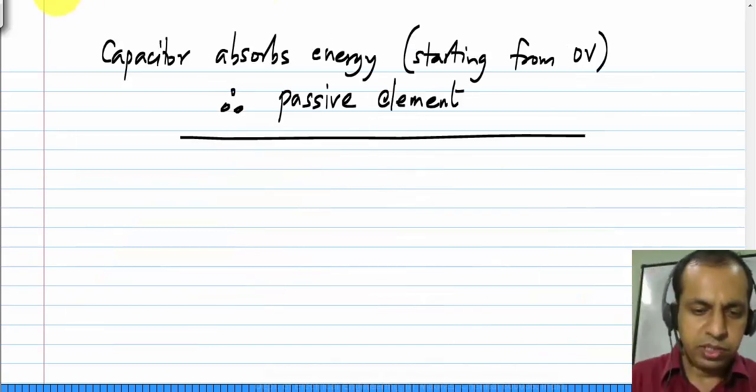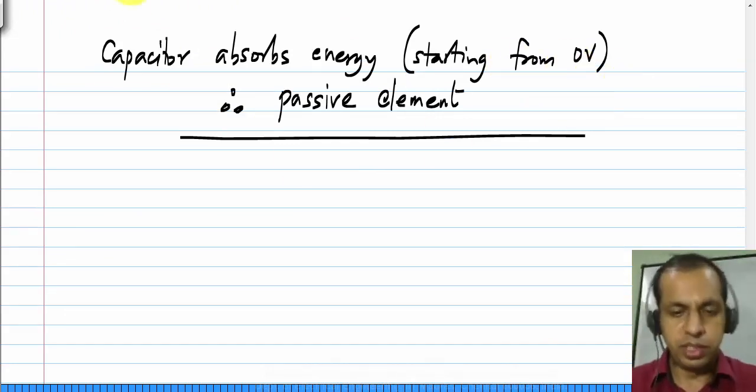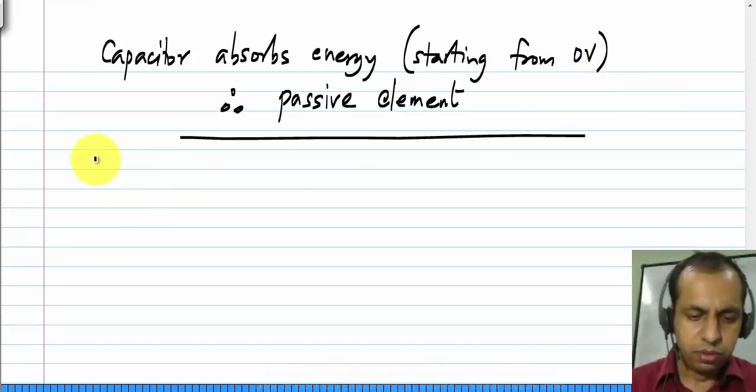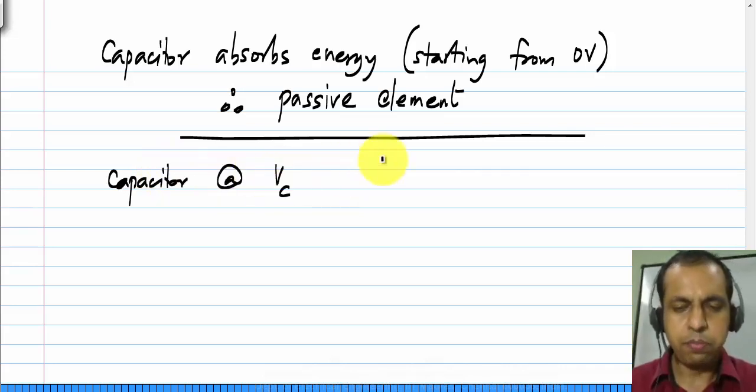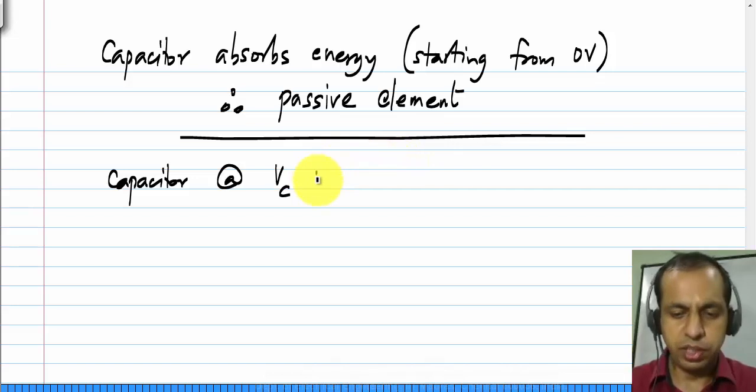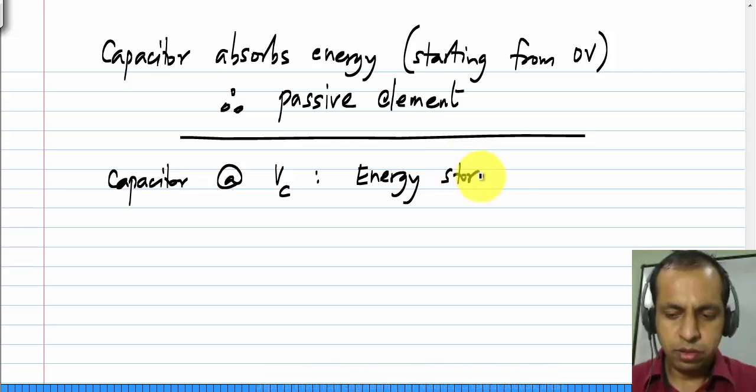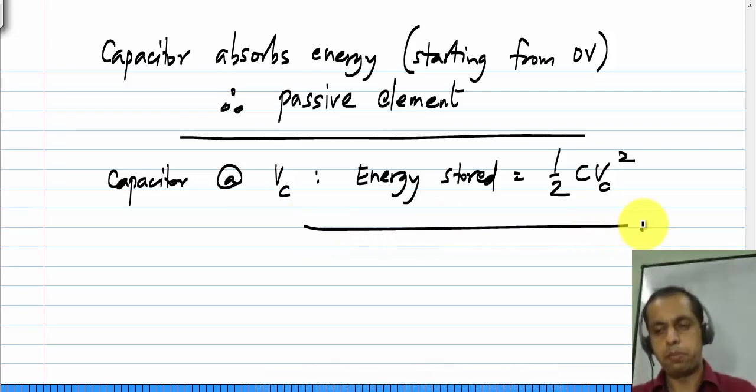So the summary is that a capacitor absorbs energy, and also when a capacitor has a voltage Vc, it has an energy stored in it, which is half C Vc squared. Okay. This clear?